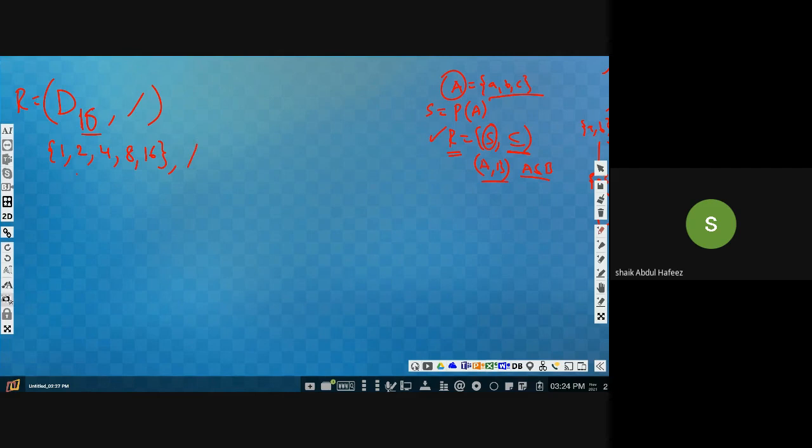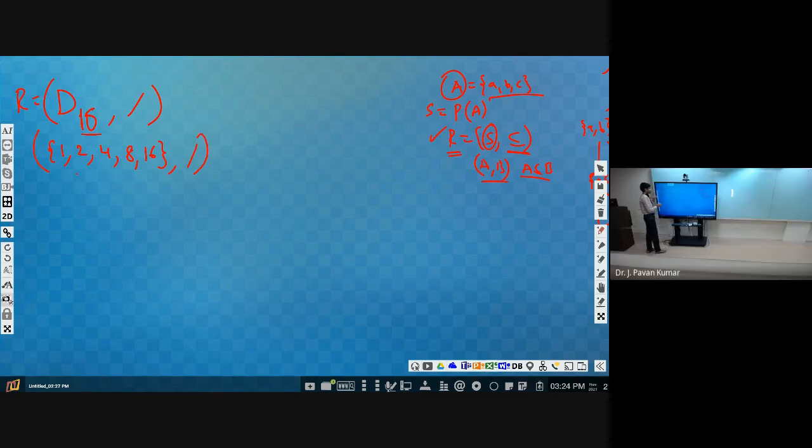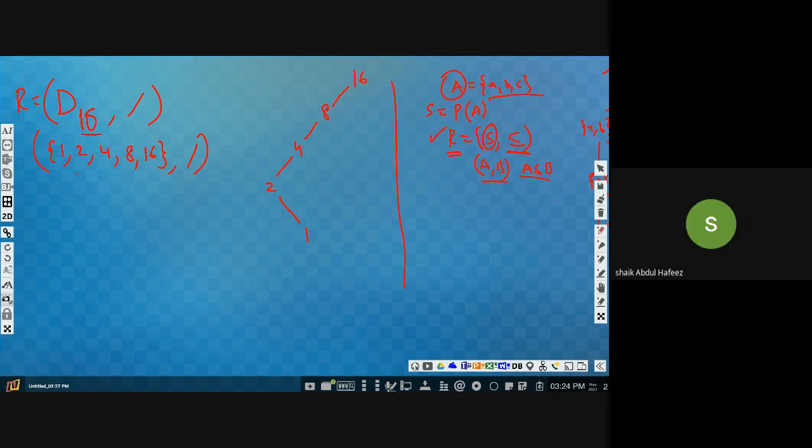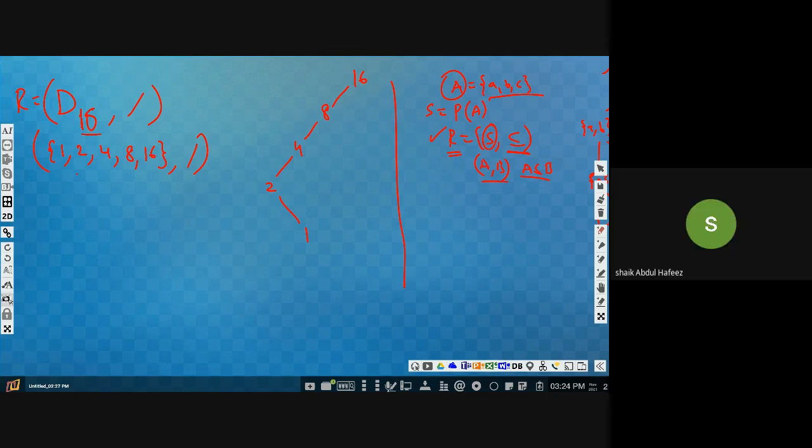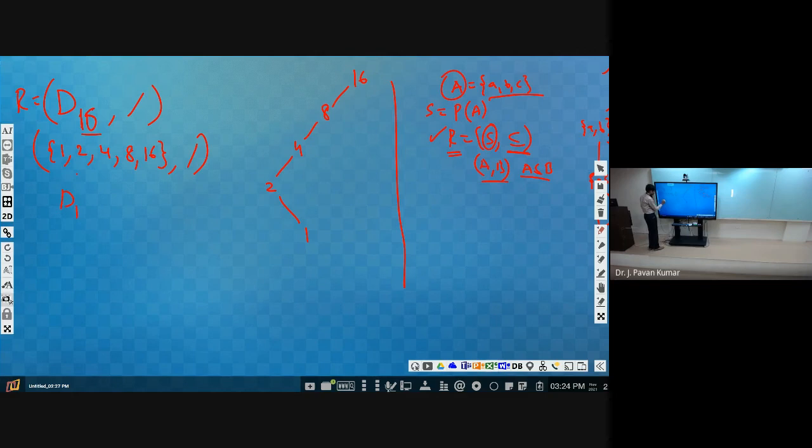Now the relation is like this. How can we construct the Hasse diagram? 1 is related to 2, 2 is related to 4, 4 is related to 8, 8 is related to 16. So more or less it will be like a straight line. So is this a lattice or not? Yes, sir. Now you consider D10 with the division relation.